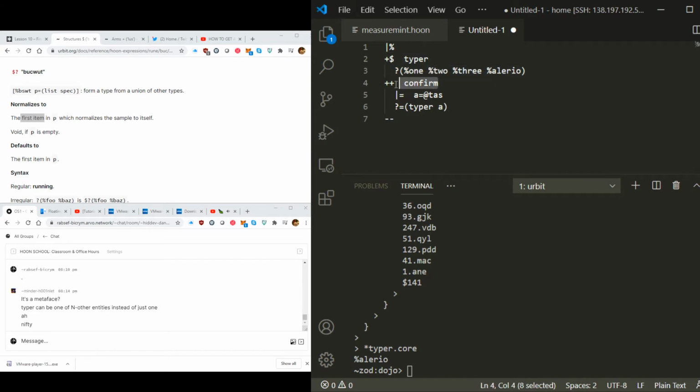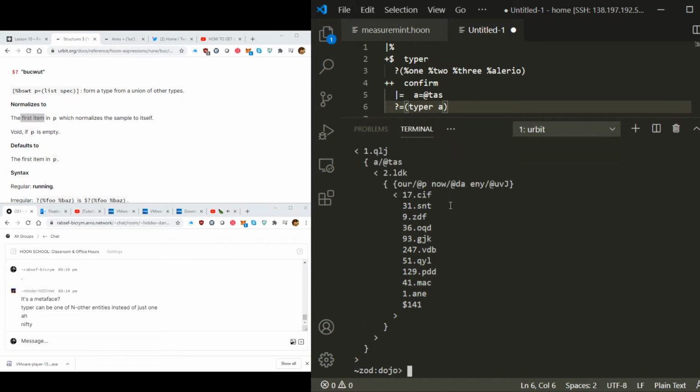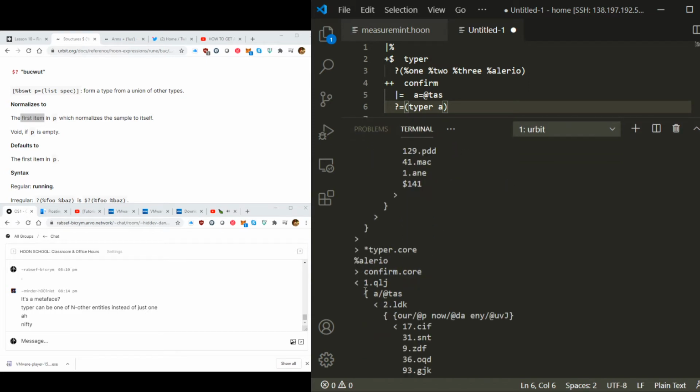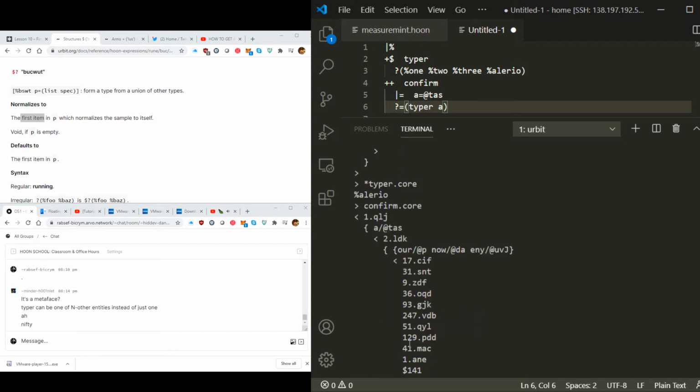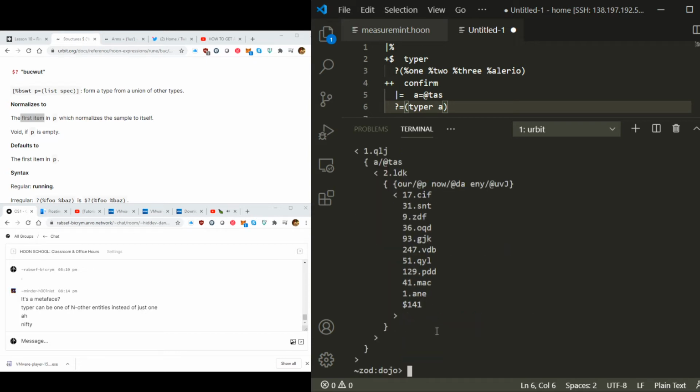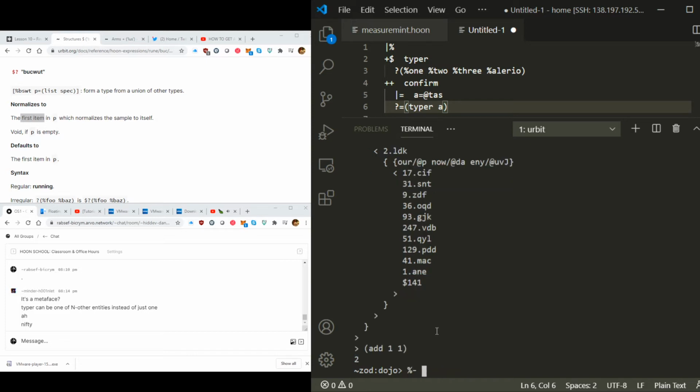Let's look at the arm confirm. It's going to take a PATRS. It's going to check to see if the PATRS passed in is of the type typer, and it will return a yes or a no. Very simple core here. So first we can do confirm.core, and since it's a raw gate and we haven't passed it an argument, it's going to show me that it's a raw gate, and you can see that right here. We should know this structure. We should know that this means that we're calling a gate without a sample. We can senhep it, which is the same as doing add 1 1. If we senhep add 1 1, same result.